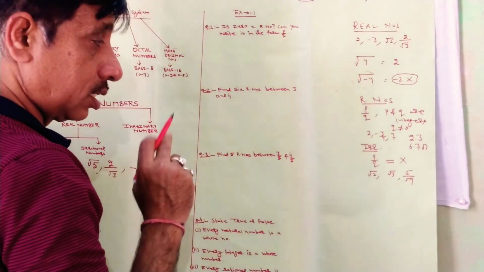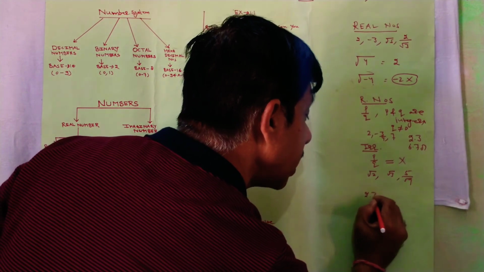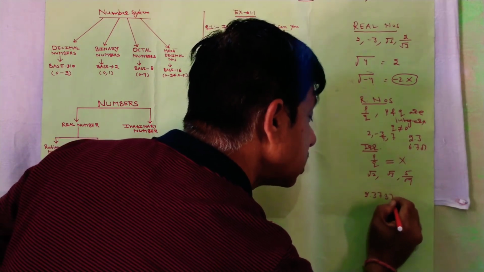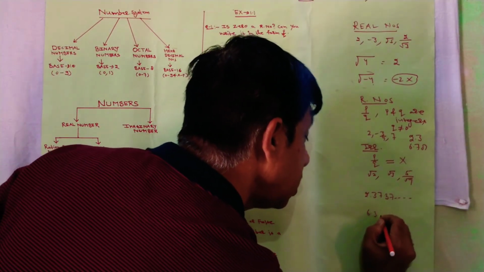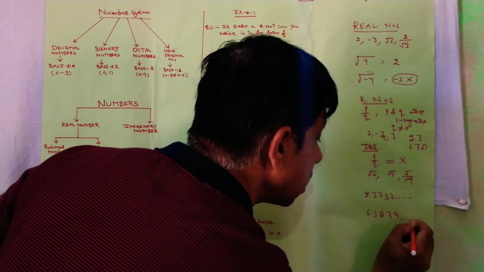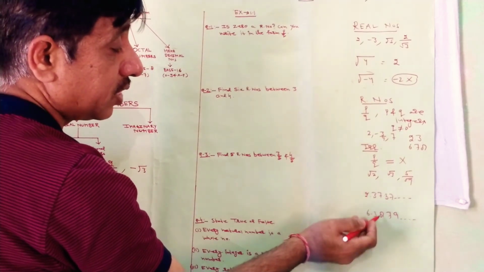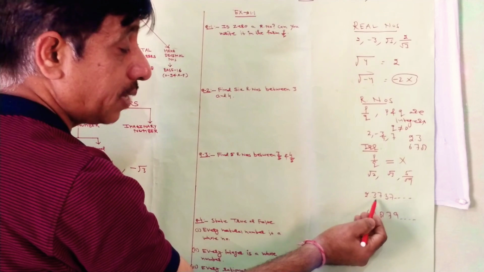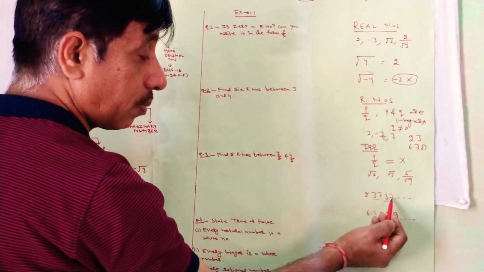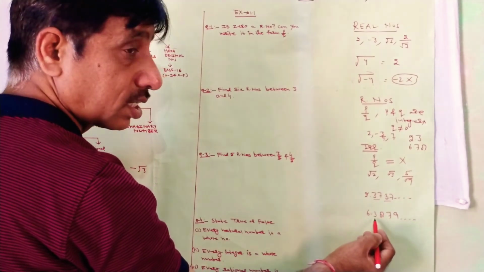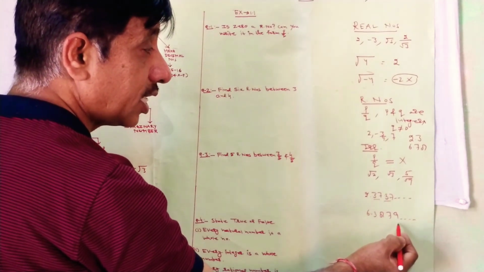Also, there are other types of decimals which are non-terminating. For example, 2.3737..., these are non-terminating decimals. 6.3879, this is also a non-terminating decimal. What is the difference between these two? The first is non-terminating but repeating. See, 37, 37. This is repeating. So this is also a rational number. But here this is not repeating. 6.3879, the digits are not repeating. So this is an irrational number.